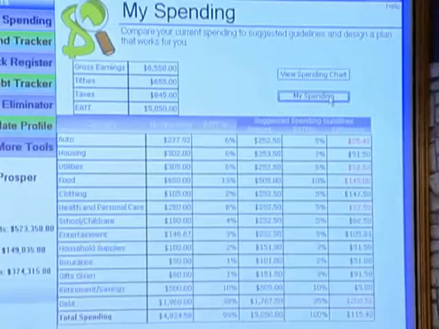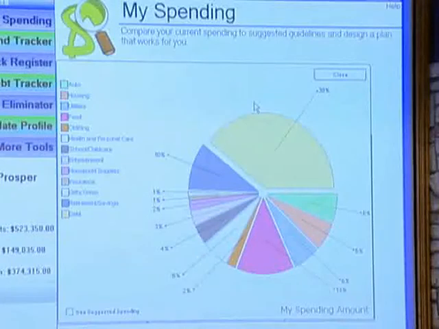Here's one, housing. We spent 302, it's 6%. We're supposed to do it at 7%, so we've got a little money left. We've got $51.50 left. These are suggested spending guidelines, okay? Now, once you do that, you can take a look at your spending plan in a pie chart. Tells you, who wants to guess what 39% is?